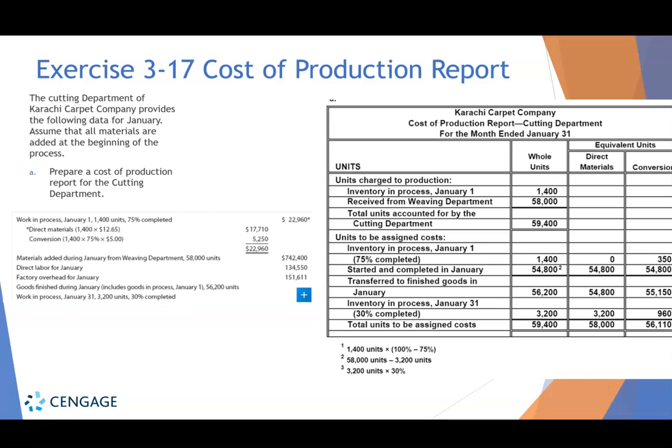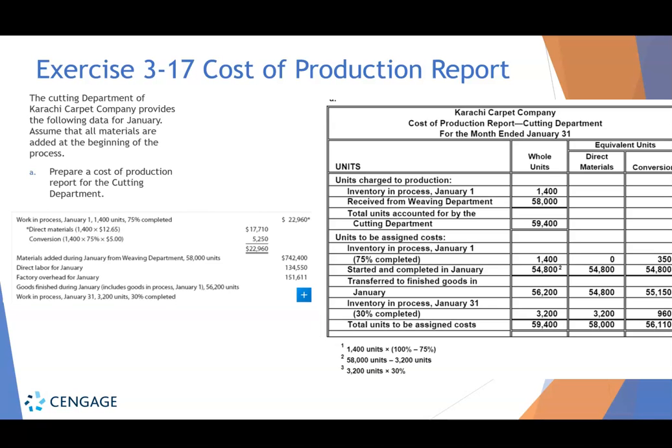So the first thing we do is we show the units that we began with, 1,400 units. We received 58,000 units in from the weaving department, so we have to account for 59,400 units. Of those 59,400 units, we know we completed and started 54.8 because we had 1,400 that we started with. And we know we had 3,200 that were sitting in the ending inventory.